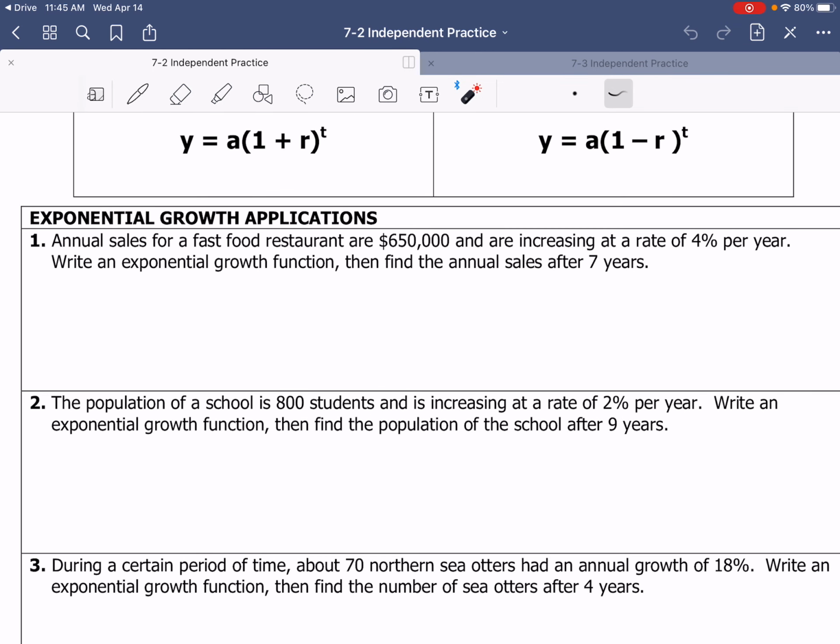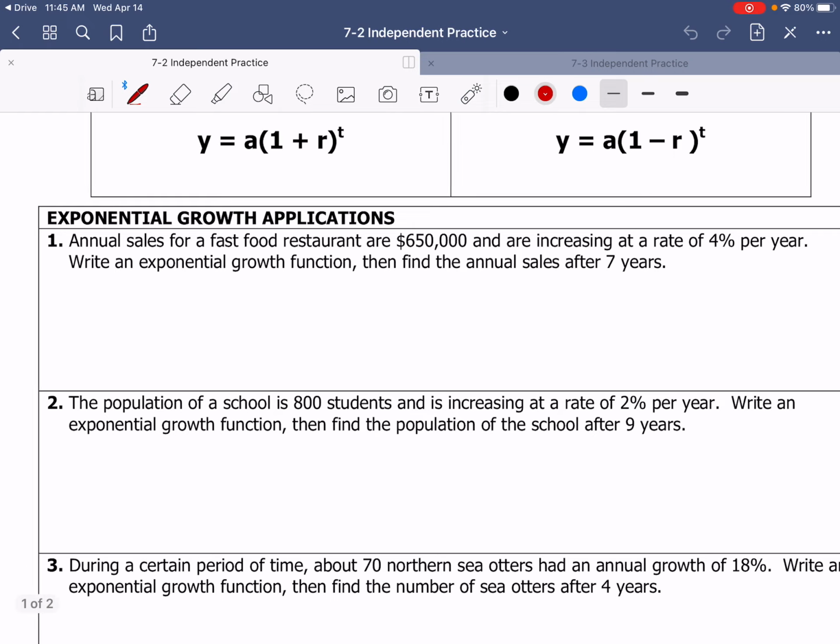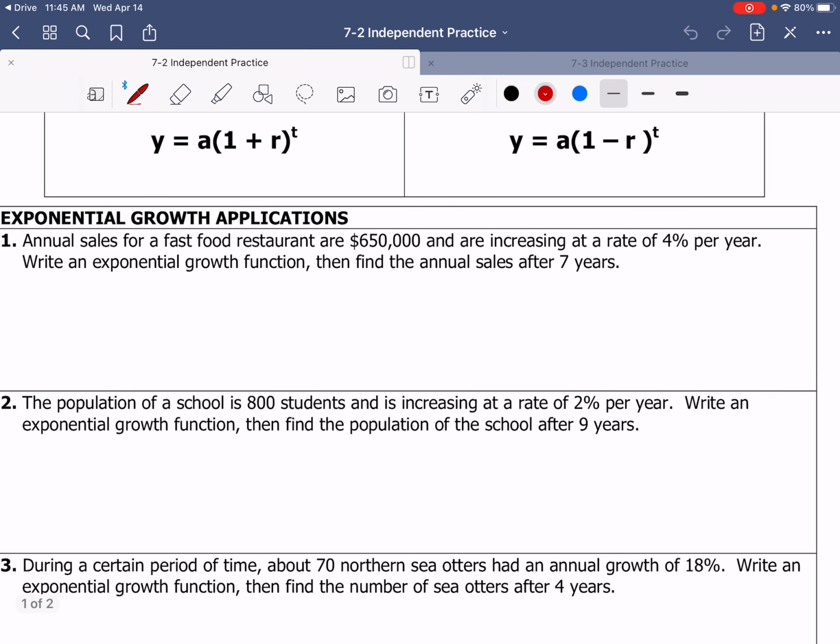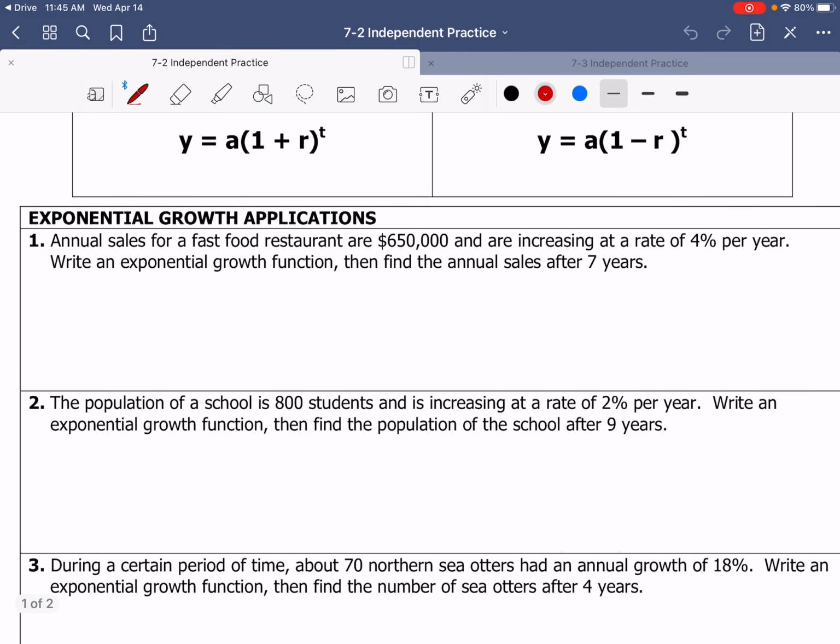So let's get started. Always read first. Annual sales for the fast food restaurant are $650,000 and are increasing at a rate of 4% per year. Write an exponential growth function. So now it's an exponential function, so you're gonna write y equals a times b to the x power. Then find the annual sales after 7 years.